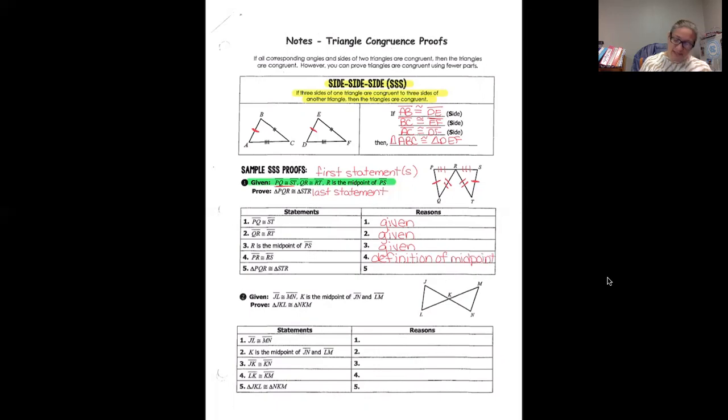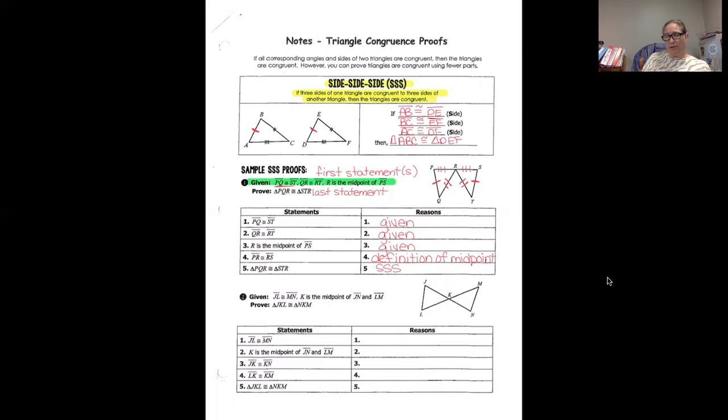What that definition says is if you have a midpoint, it cuts your segment in half. So why are the two triangles congruent? Triangle PQR and triangle STR. Notice you don't have to come up with that. It's already there for you. All three sides are congruent. So side, side, side is our reason.